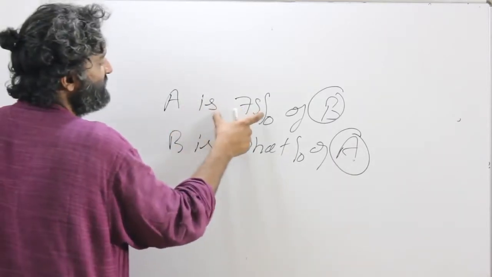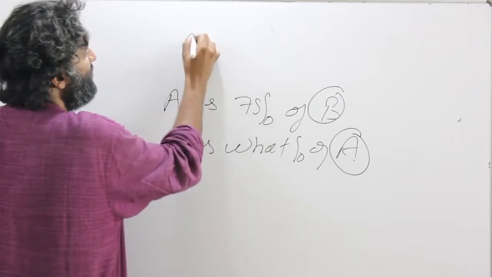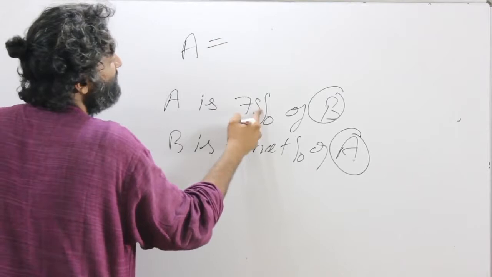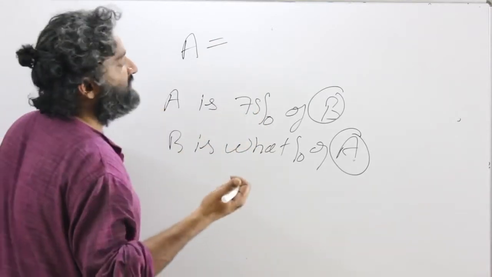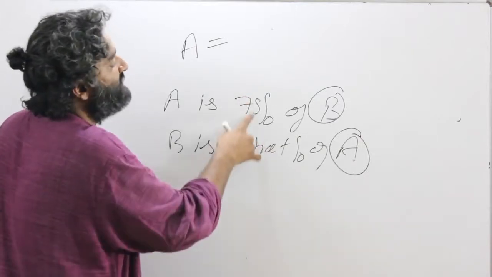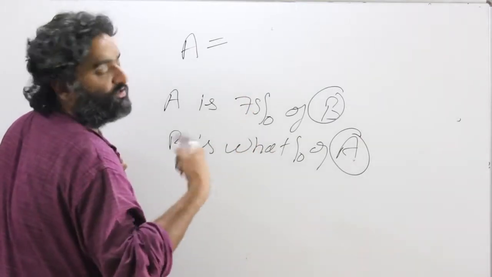But let's focus on this part. A is equal to 75% of B. You know the percentage equivalent for 25: 1 by 4 is 25%. So for 75% it would be 3 by 4, 3 times that.